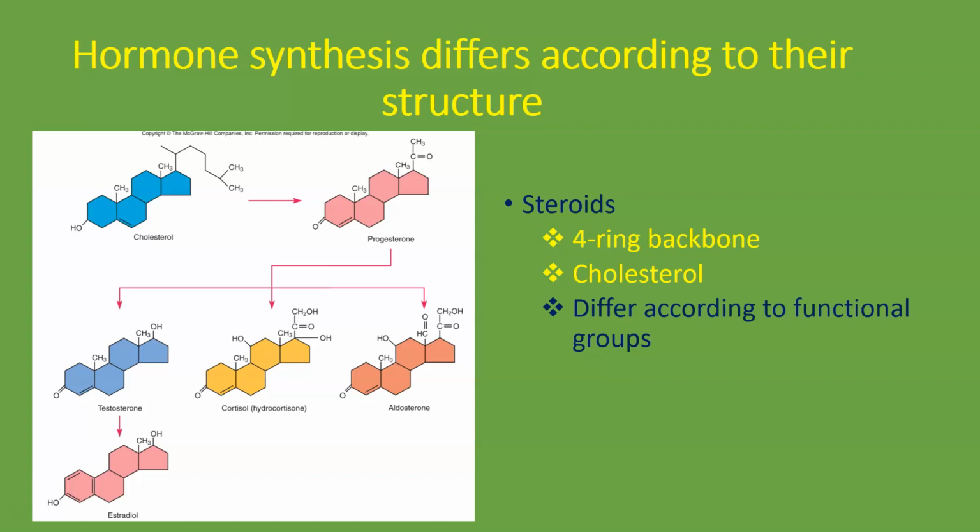Again, this is the cholesterol backbone, and they are going to differ from each other according to functional groups, and not just the type of functional group that you see, but also where they're placed on the rings themselves. And again, I'm not going to ask you to draw these out, but you should be able to notice the tetracyclic structure and know if something is a steroid or not.